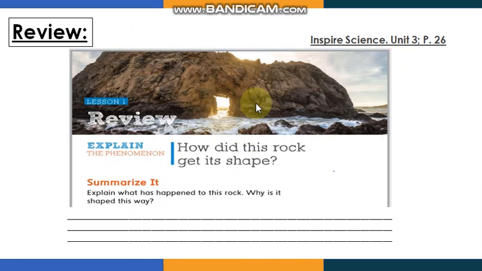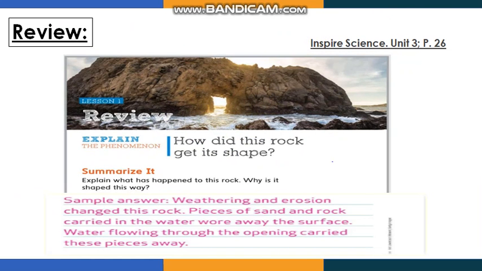Before, we talked about this picture. Who can remember what we said about this picture? We said that the water made a tunnel in the middle of the rock. Okay, so we said before that the water made a tunnel in the middle of the mountain or the rock, let's say. It looks like a mountain, right? Yeah, but it's a big rock. This happened because of weathering and erosion. Pieces of sand and rock carried in the water wore away the rock. The surface water flowing through the opening carried these pieces away.